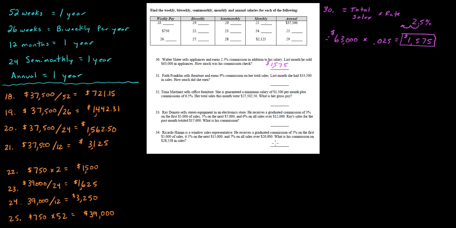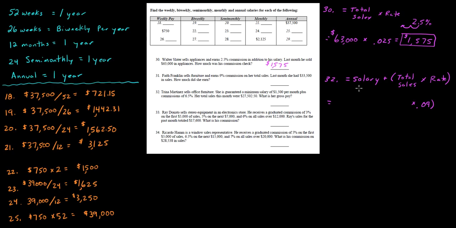All right, if I look at number, let's say 32, I'll skip 31 because 31 is just like 30. In number 32, that's a salary plus commission. So remember, to do this, I take the salary and then I add that to the commission formula, total sales times the commission rate. So for number 32, I see that the commission rate is 0.09, 9% written as a decimal.